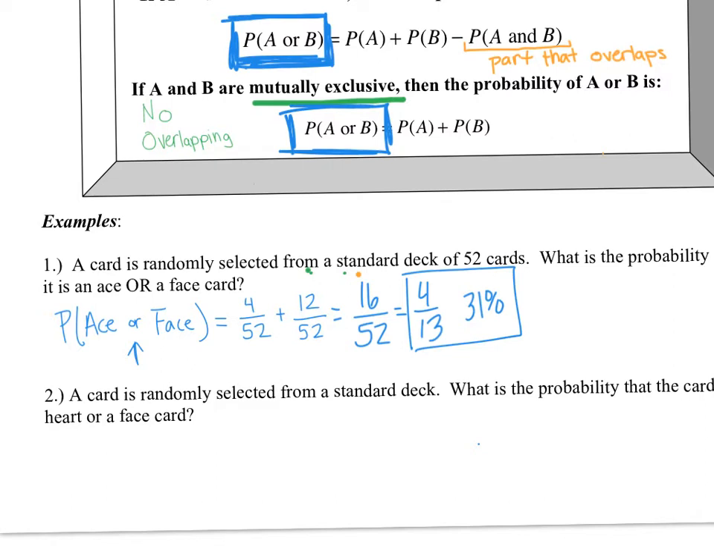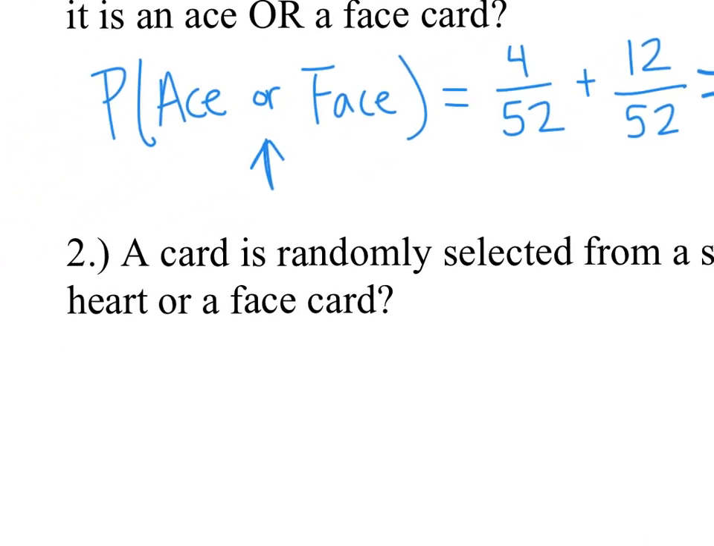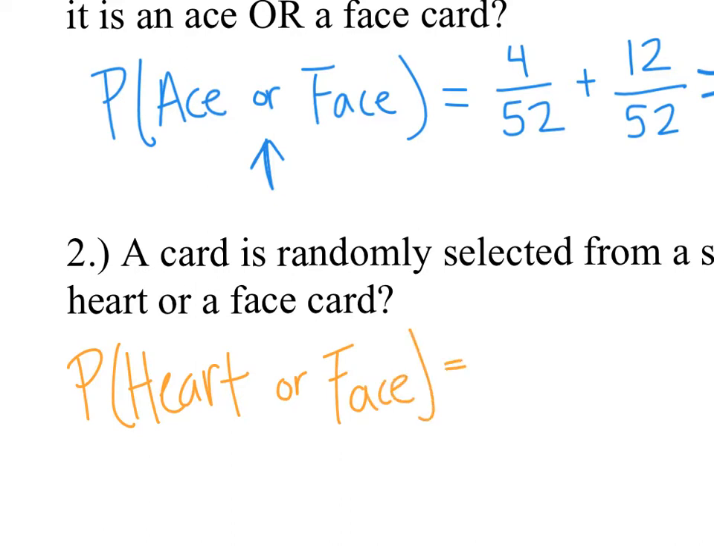It says a card is randomly selected from a standard deck again. But what is the probability that this card is a heart or a face card? So, the probability that it is a heart or a face card. How many hearts are there in the deck? Again, guys, if you literally want to look at that handout I gave you and count how many hearts there are, that's fine. But 52 divided by the 4 suits is going to give you guys 13 hearts in the deck. So 13 total hearts out of 52.